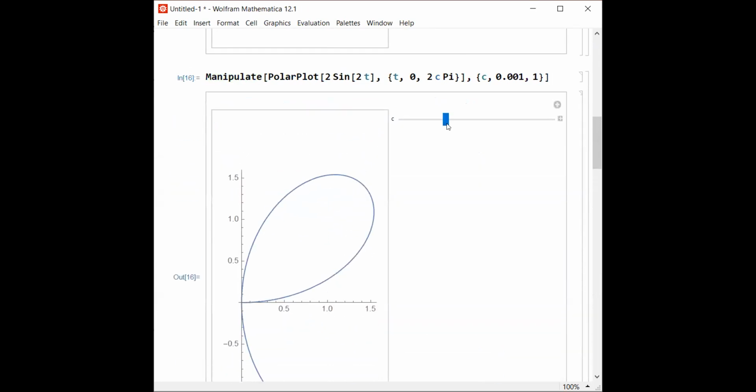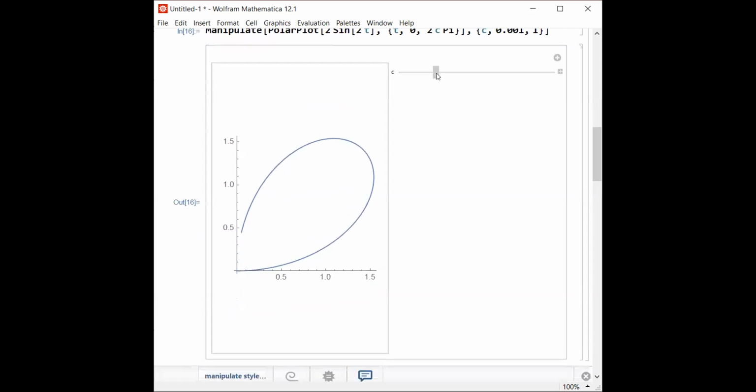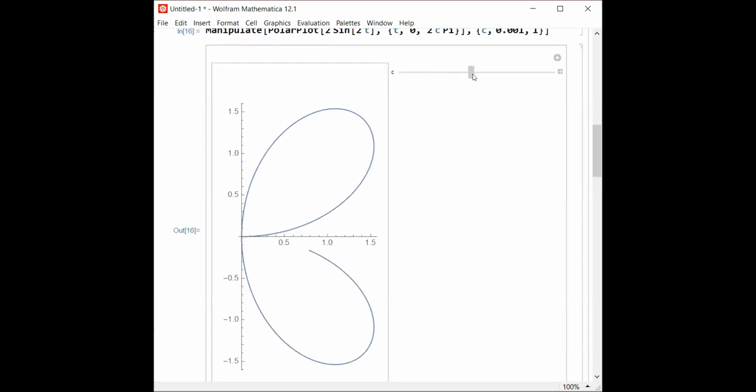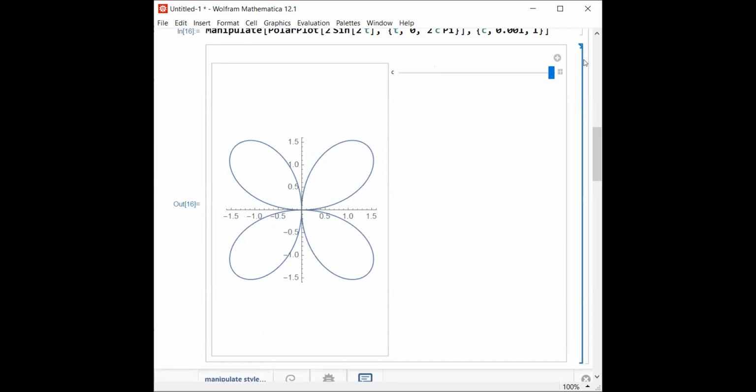And so what you can do is you can see as I increase the angle, how it traces out the object and which order it traces things out. And there's the nice curve as it goes through.